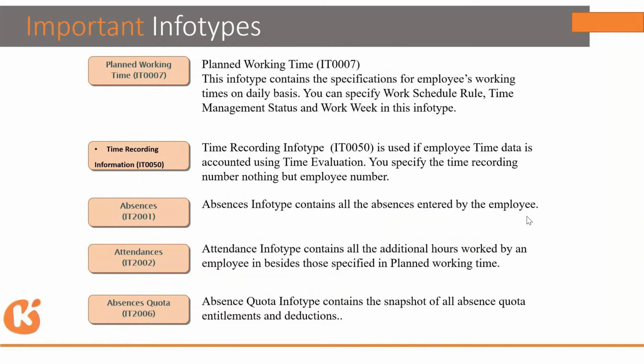I already explained this: if an employee applies for leave, that will be recorded. And info type 2002, attendances. This is nothing but the employee updating his timesheet. That data will be recorded. This record will be saved in this info type.